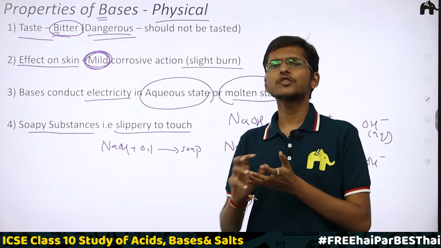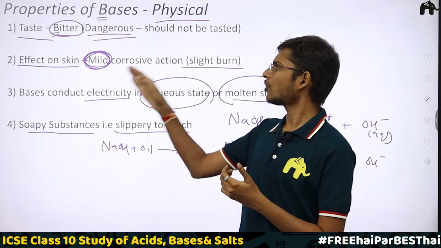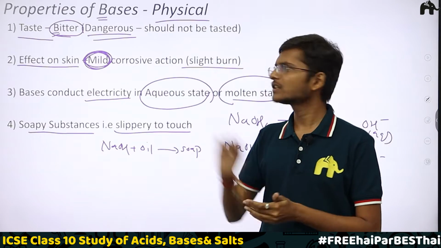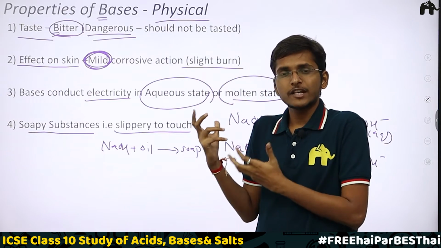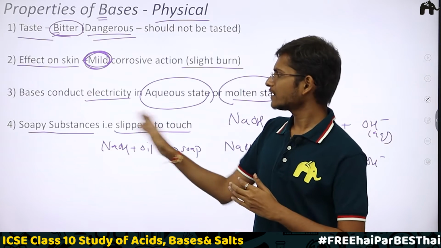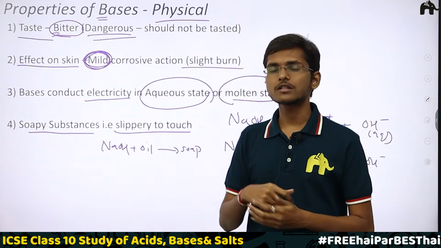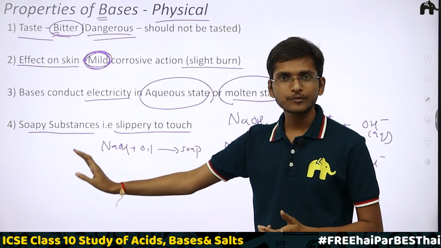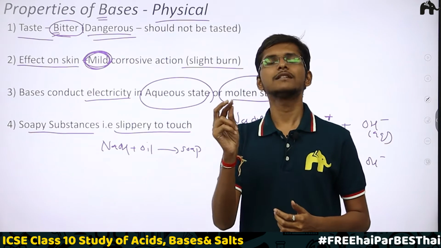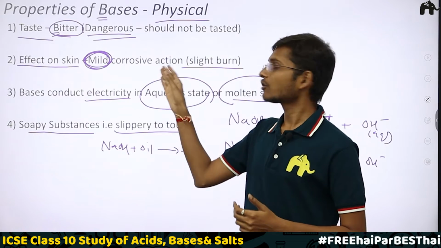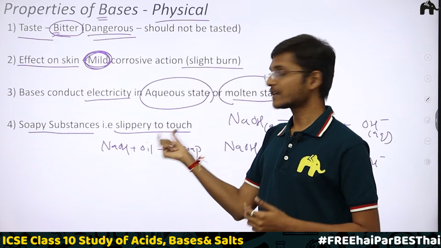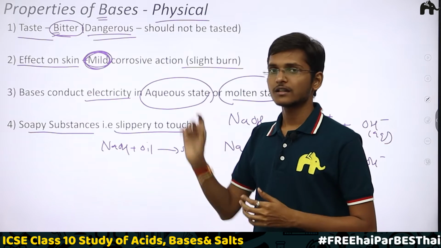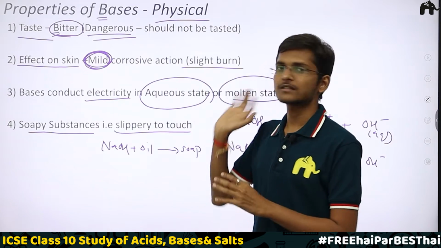So a question may arise in your mind that, sir, you said that on skin it has mild corrosive action, we may experience slight burns, and you are again saying that it is slippery to touch. So what's actually the thing? See, very dilute bases, if they fall on the skin, then we may feel the slipperiness. But concentrated bases, like concentrated NaOH, if it falls on our skin, then definitely we would experience a burn.